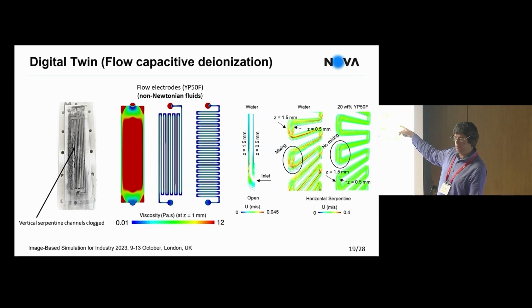This is called a dim flow. But when using the flow electrode, so on the right, there is no mixing. It flows, the viscosity is low, but there is no mixing between the layers of the flow electrode. So now we are working to improve this design.